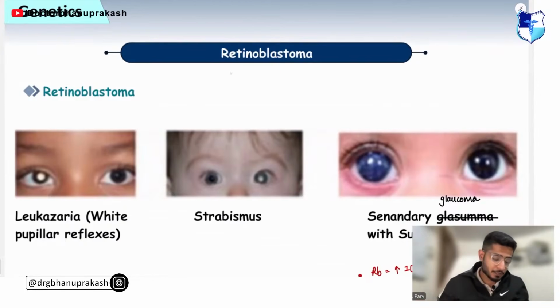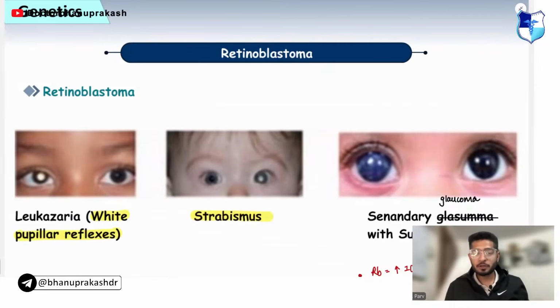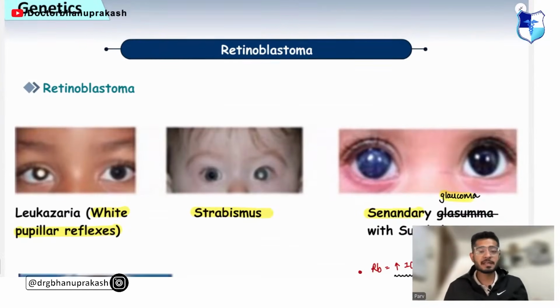So in the tumor of the retina, you are going to see this. Can you see this? This is actually the white pupillary reflex. Okay, white pupillary reflex is going to be there. There will be strabismus also, there will be squint also, and there will be secondary glaucoma. Now why will there be secondary glaucoma?